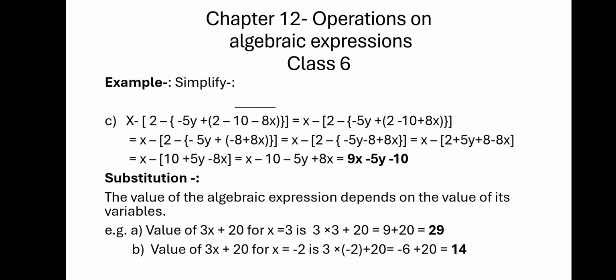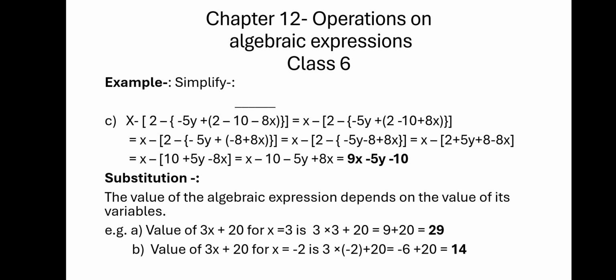Then we have to open the curly bracket. So x minus, into bracket 2 plus, because negative and negative is positive, so positive 5y, negative and negative is positive, so that is positive 8, and negative and positive is negative, that is negative 8x. So 2 plus 8 minus 10 plus 5y minus 8x will be the final in the square bracket, because 2 plus 8 is 10. 5y will remain as it is, negative 8x will be as it is.